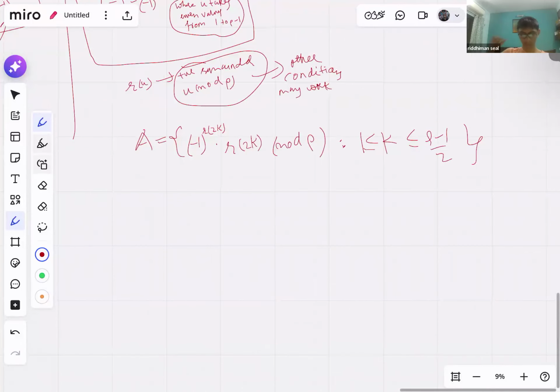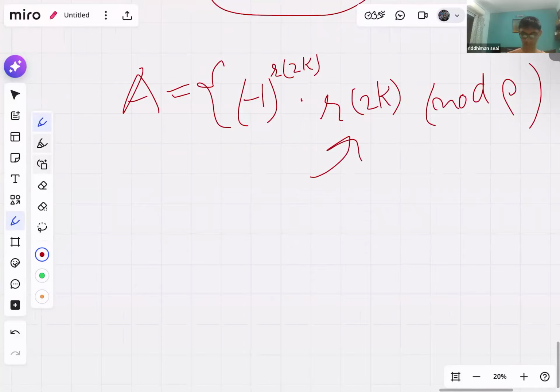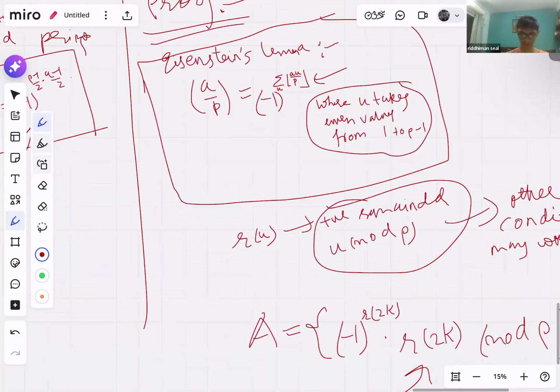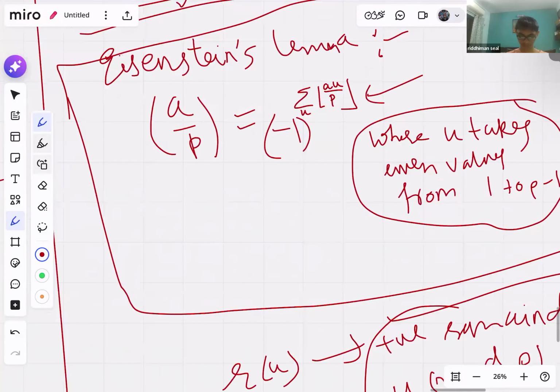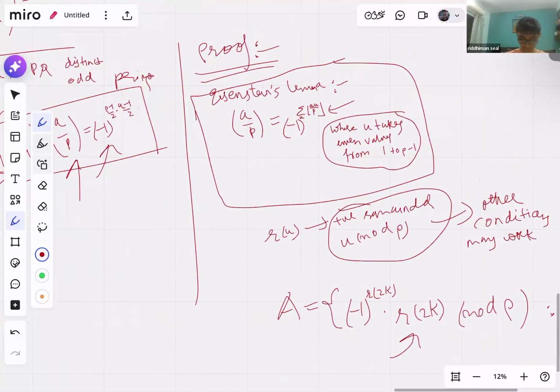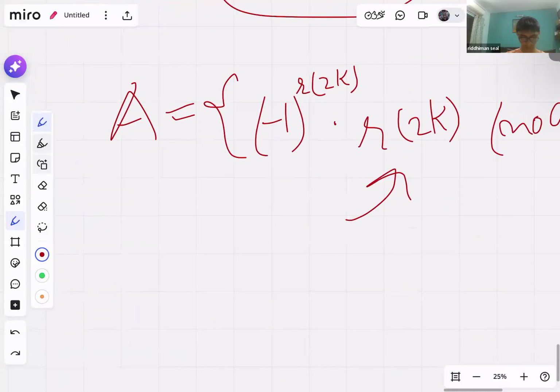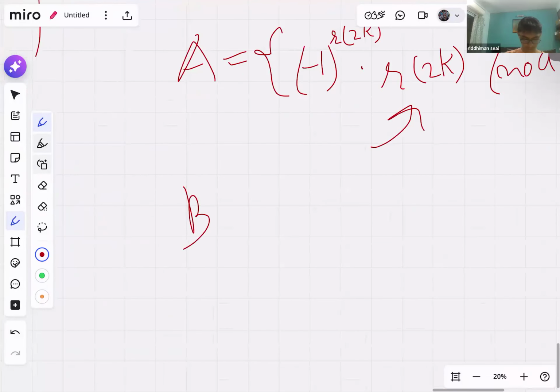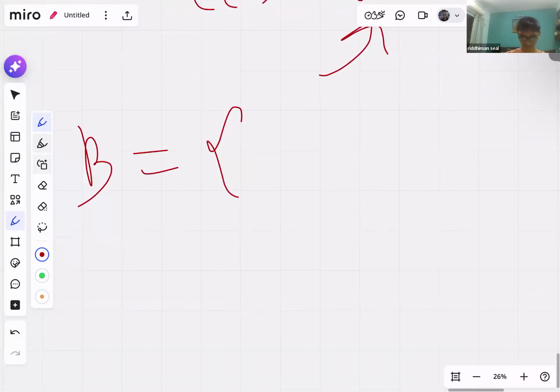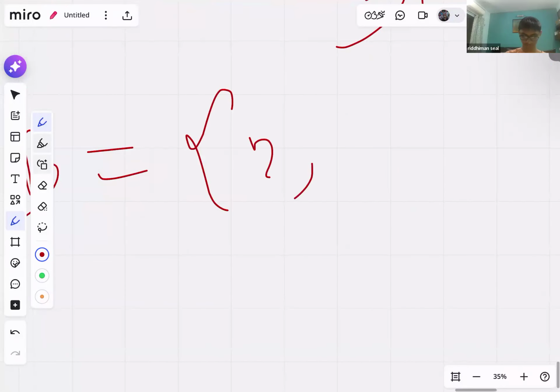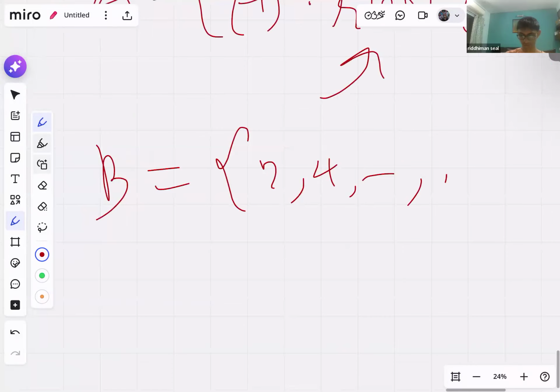Okay, this is the first set, and you can sort of see what we did here. We have R of something even, and even in the summation we had something even divided by P. This part is a bit confusing, but that will get clarified later. B is just the set of 2, 4, ..., P minus 1, the set of even residues mod P. Again, we are taking positive residues.